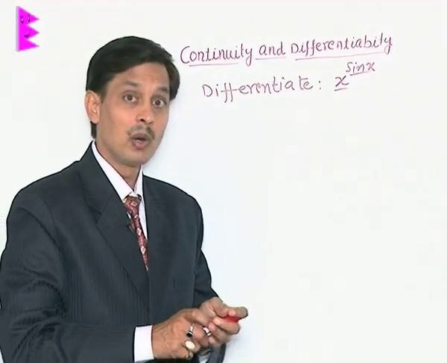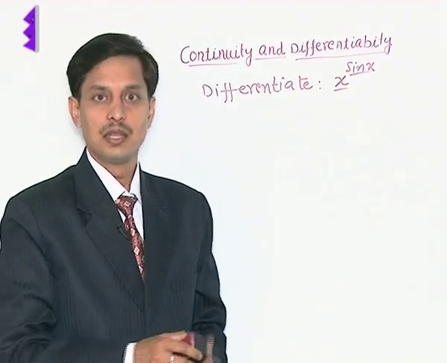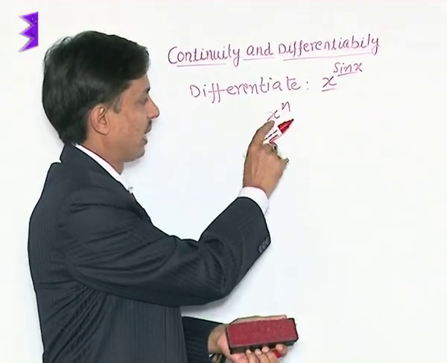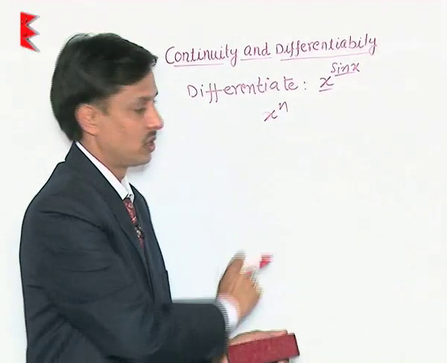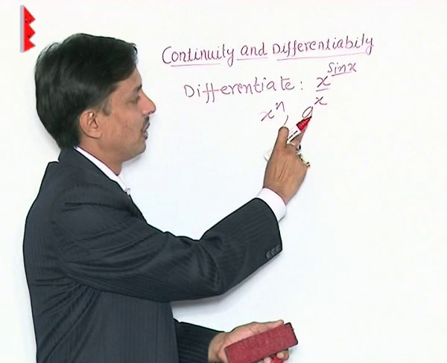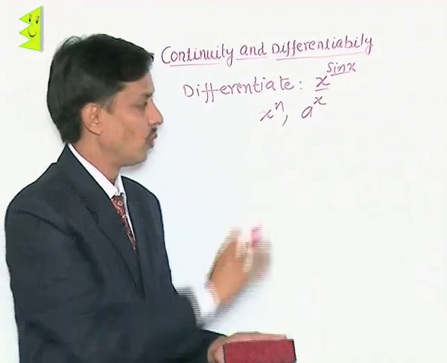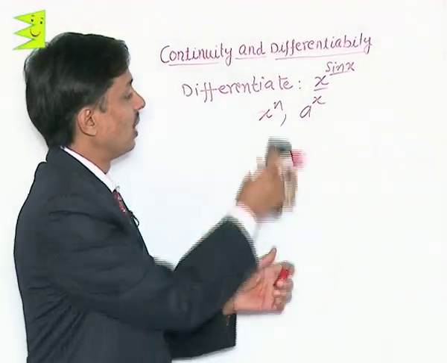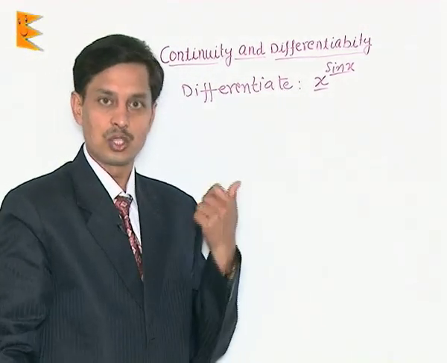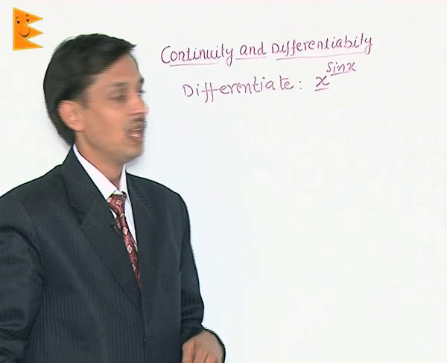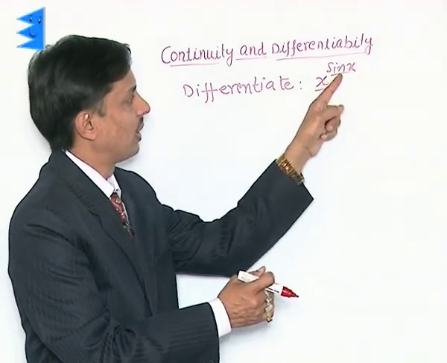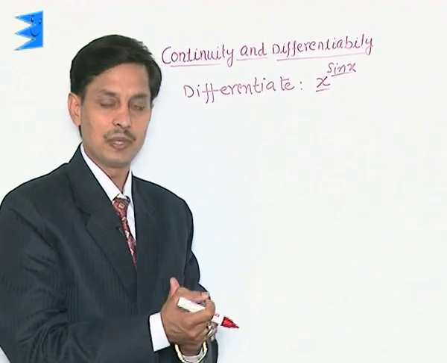We have heard about results like x to the power n, where x is variable and n is constant. We have heard about the result a to the power x, where a is the constant base and x is the variable. Similarly, there are a certain number of results for sin x, cos x, tan inverse x, cot x, etc. But the problem here is that the base x is variable and its power is also variable.